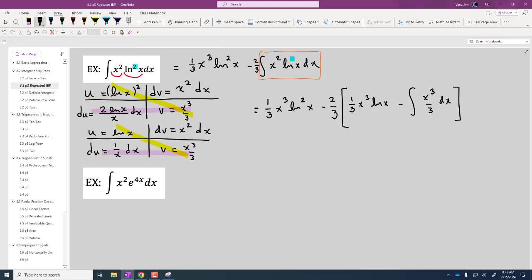Go over that one more time. Absolutely. Would it be x squared over 3? Yeah, x squared over 3, yes, thank you. Yeah, I said it and didn't write it.